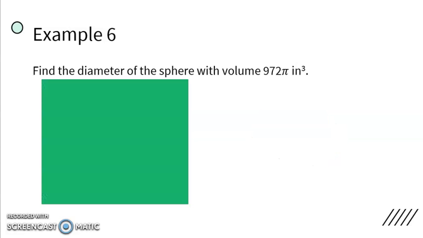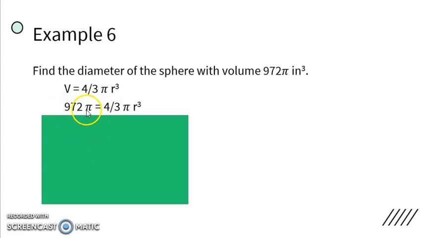We have one last example about this. In example 6, we're asked to find the diameter of a sphere whose volume is 972 pi inches cubed. So what we're going to do is we're going to use the formula for volume of a sphere, plug in everything that we know, and then solve for the radius. So what I did is I took the volume that they gave and I put it into our formula. Now I have to get the r cubed alone.